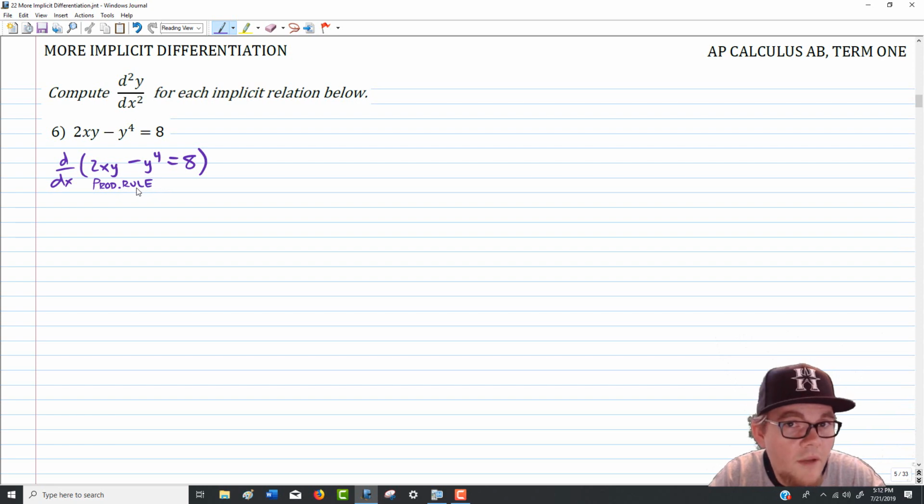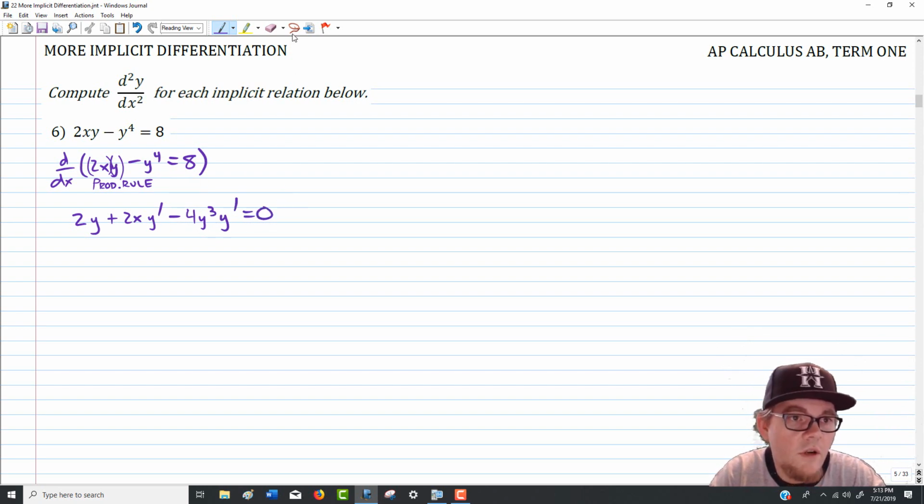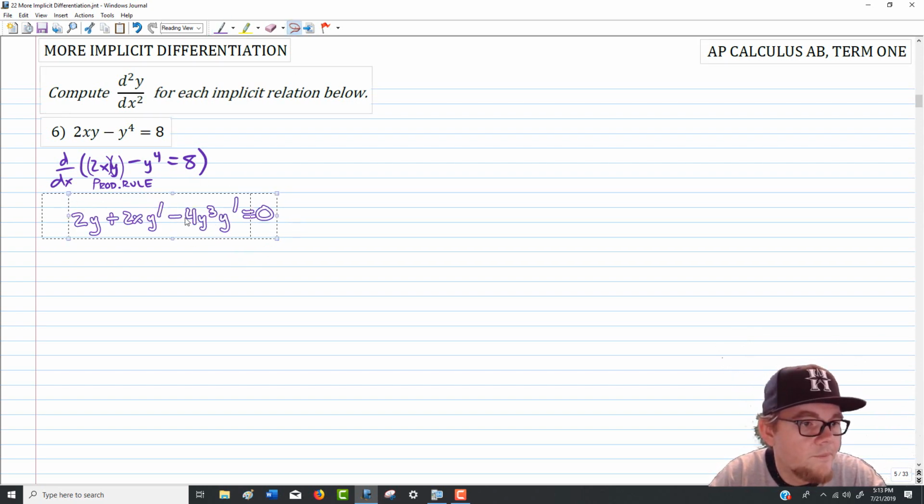I'm not going to do the slow process either. I'm going to do the full, quicker process, breaking this up as 2x times y. Everything else, though, really clean differentiation. So differentiating with respect to x, the derivative with respect to x of 2x is 2 times y, plus 2x times the derivative with respect to x of y, which is y prime. Next, we got y to the fourth. That's going to be minus 4y cubed times y prime. And the derivative of 8 is 0. Always fun to get 0.